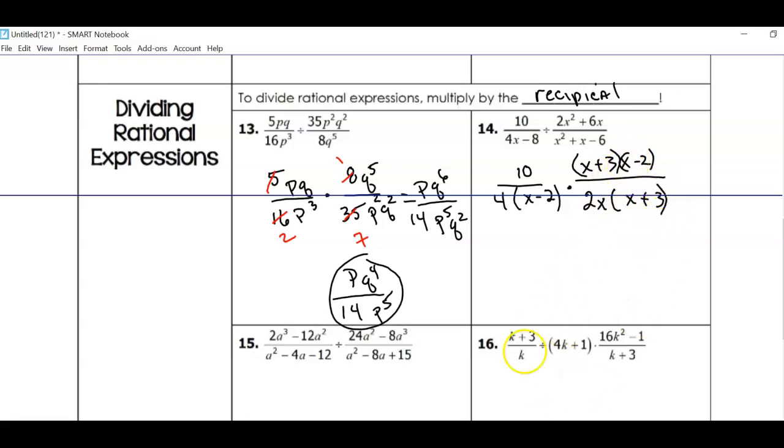So that's going to be x plus 3. Okay, and looking at this, I have x minus 2's. They can go away. X plus 3's. They can go away. Okay, and then this becomes a 5. This goes away. So now I'm left with 1 over 4x.